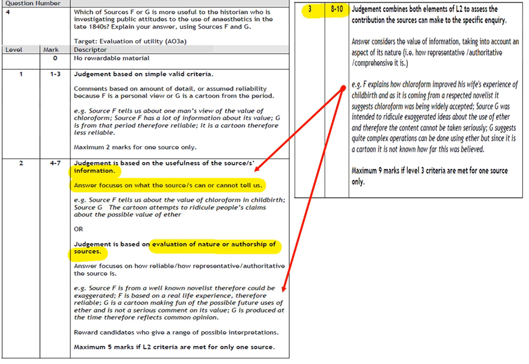If we have a look at the mark scheme, it's really quite simple. Focusing on the content of the source or on its nature and authorship gets you a level 2. To get a level 3, we simply apply both of those criteria. So the key thing is focus on what's useful in the sources, but also focus on the type of source it is. If you can do that, you will get a level 3.